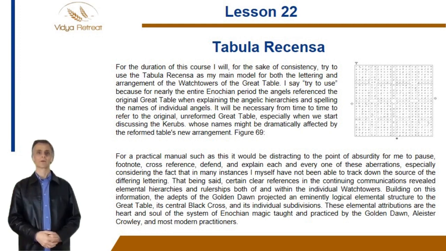For the duration of this course I will, for the sake of consistency, try to use the Tabula Recensa as my main model for both the lettering and arrangement of the watchtowers of the Great Table. I say try to use because for nearly the entire Enochian period the angels referenced the original Great Table when explaining the angelic hierarchies and spelling the names of individual angels. It will be necessary from time to time to refer to the original, unreformed Great Table, especially when we start discussing the cherubs, whose names might be dramatically affected by the Reformed Table's new arrangement.